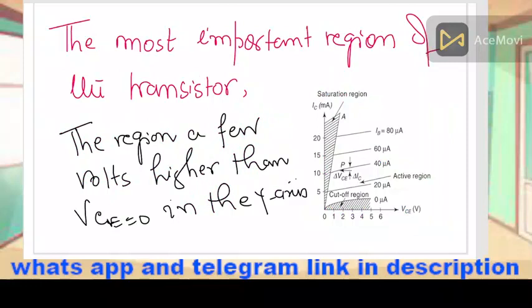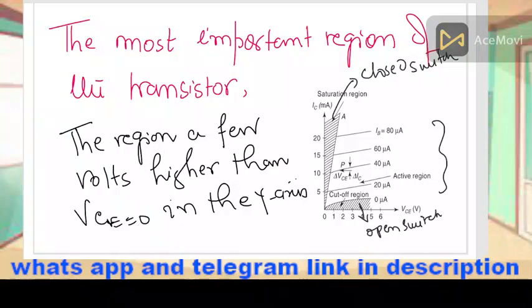Now, what happens? The most important region of the transistor, let us discuss this. We have discussed two extreme cases. The saturation, one extreme, is the closed switch. The cutoff is the open switch. In the region between these two states, there is a region which is called the active region. Now, what is the meaning of active? What is activity? The closed switch and the open switch, the cutoff and the saturation, are not showing any activity. Activity means the output should respond, or show some change, when the input is changed. If it is not showing any change, then it is not active.